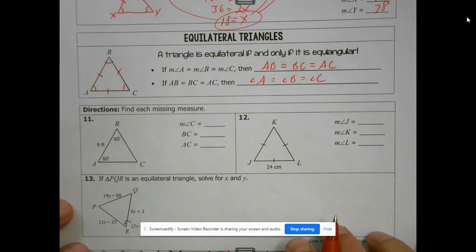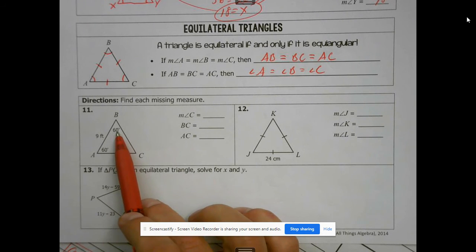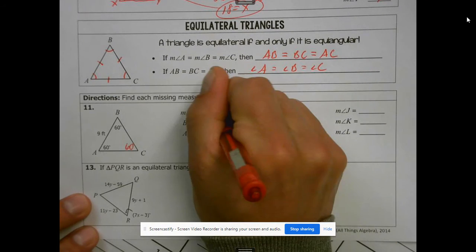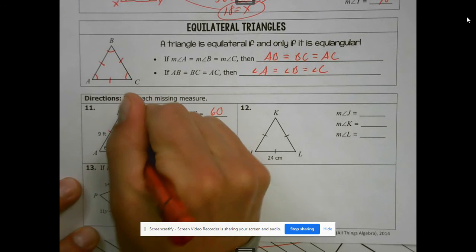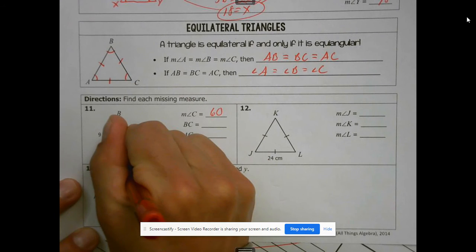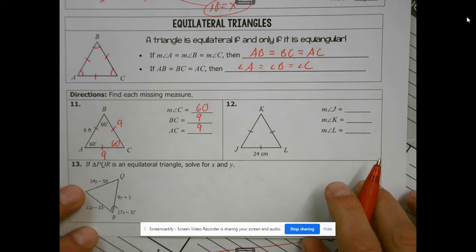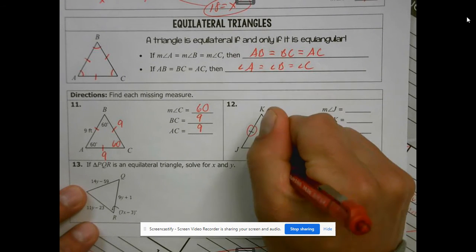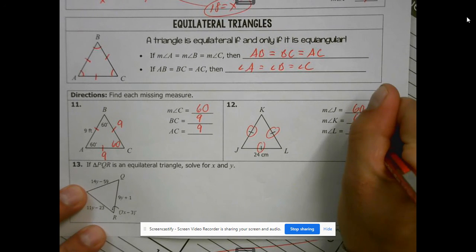All right, 3 more problems. When you're dealing with equiangular / equilateral triangles, every angle inside one of these triangles is always going to be 60 degrees. Every single time. And we also know that all sides are congruent. So if one side is 9, they're all going to be 9. Number 12. It just wants a measure of all the angles. Well, I noticed that it's equilateral, which means it has to be equiangular. So all angles have to be 60 degrees.